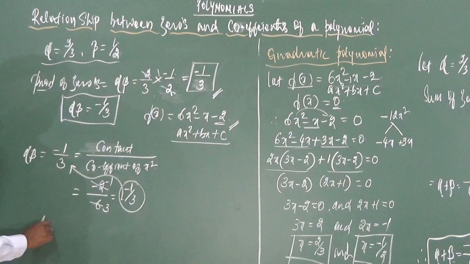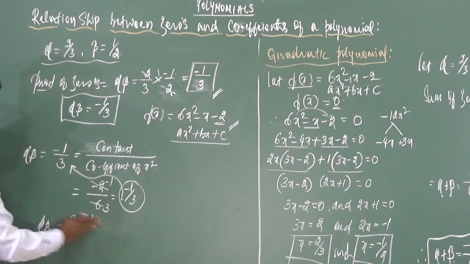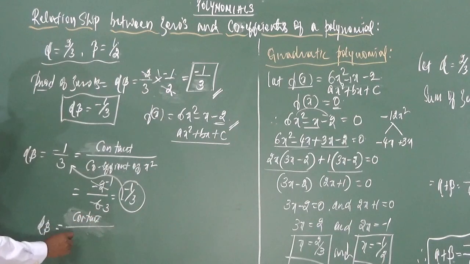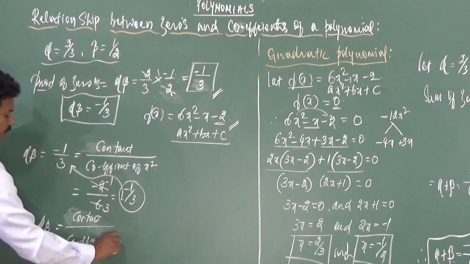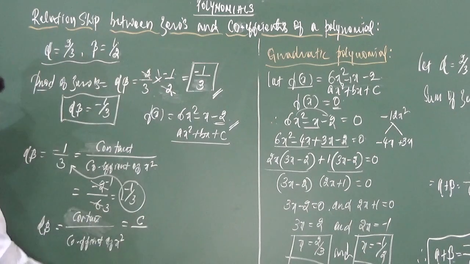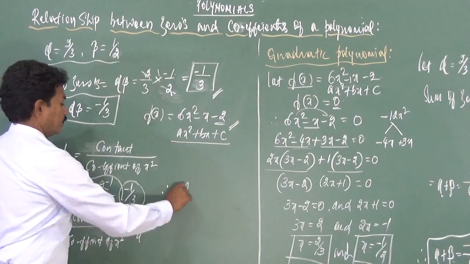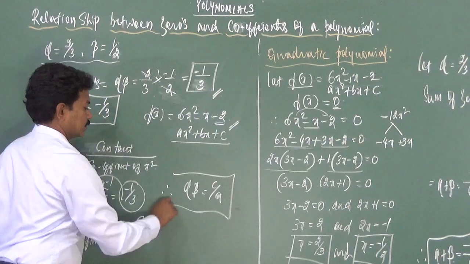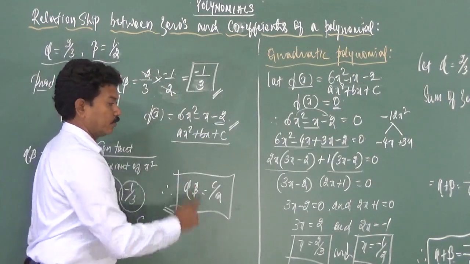So alpha beta is equal to the constant by the coefficient of x square. The constant is represented by c and the coefficient of x square is a. So therefore alpha beta is equal to c by a. So this is the relationship between the product of the zeros and the coefficients.